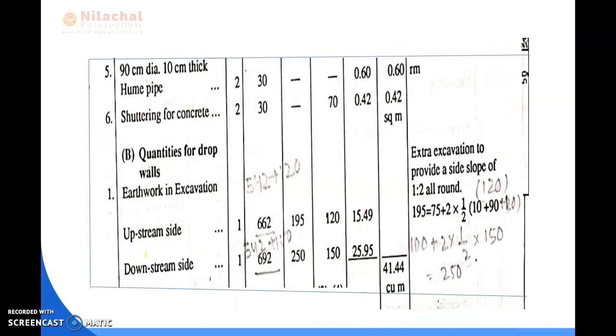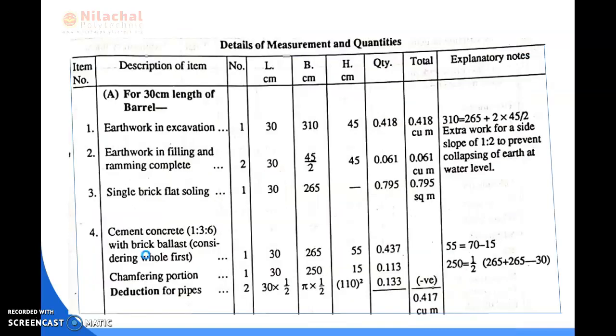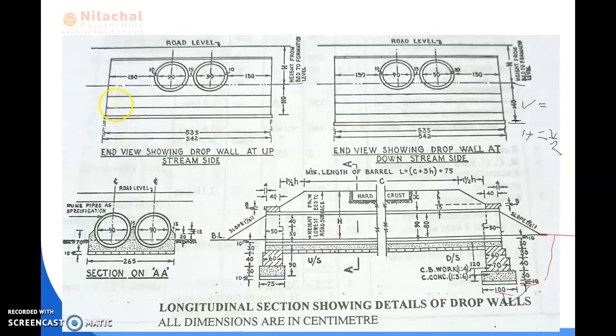So here, the single brick flat soling is the bottommost layer of the foundation, provided on the upstream side and also on the downstream side. This is the length of the single brick flat soling for the upstream side, and this is the length for the downstream side. The length of the upstream side is 542 and the length of the downstream side is also 542.